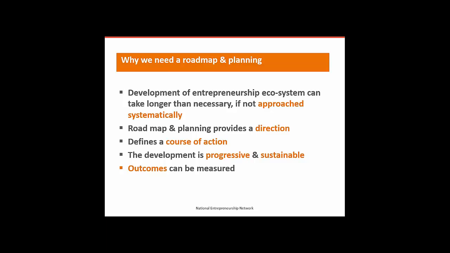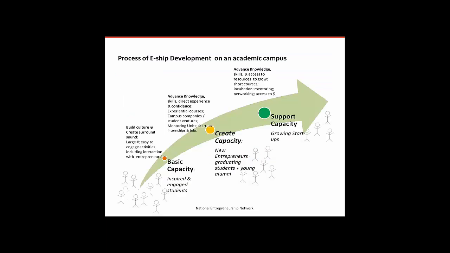So let's go on to talk about what the process of entrepreneurship development on an academic campus constitutes. Broadly, what we have observed is that any academic campus can be divided into three major groups based on the kind of activities that they run, right? We'll not go into this in much detail. We'll talk about these specific groups individually in the next slides.